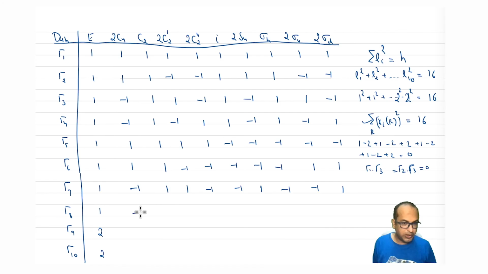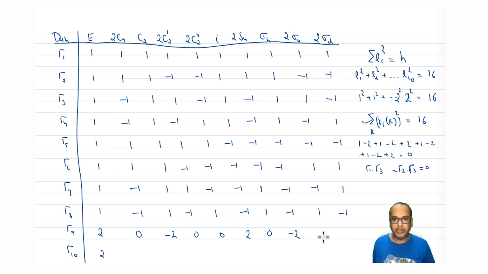tau 8, which is 1 minus 1, 1 minus 1, 1 minus 1, 1 minus 1, 1 minus 1. Okay. And for 2D, again using the same rules, you can find out the characters for 2D also. So you have 2, 0, minus 2, 0, 0, 2, 0, minus 2, 0, 0. Okay, and for this one 2, 0, minus 2, 0, 0, minus 2, 0.